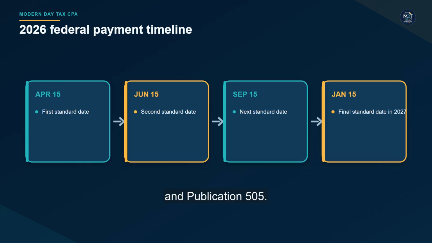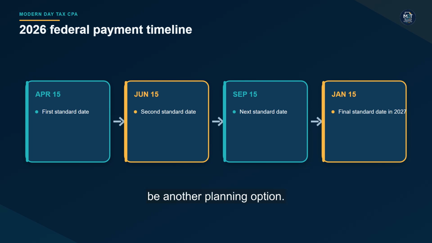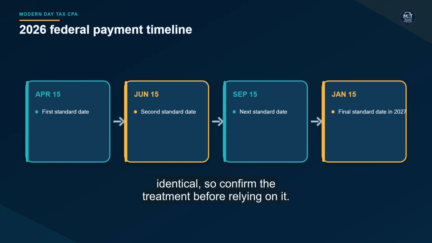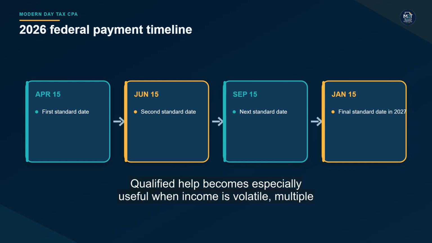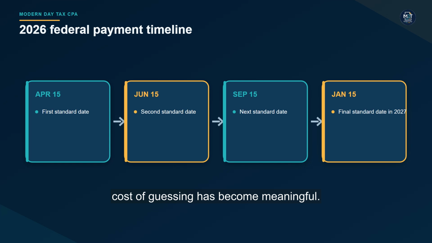One option is to use the current Form 1040-ES worksheet and Publication 505, which we already mentioned. When W-2 wages are also present, increasing paycheck withholding may be another planning option. The timing rules for withholding and estimated payments are not identical, so confirm the treatment before relying on it. Qualified help becomes especially useful when income is volatile, multiple businesses are involved, a spouse has substantial income, or the cost of guessing has become meaningful.